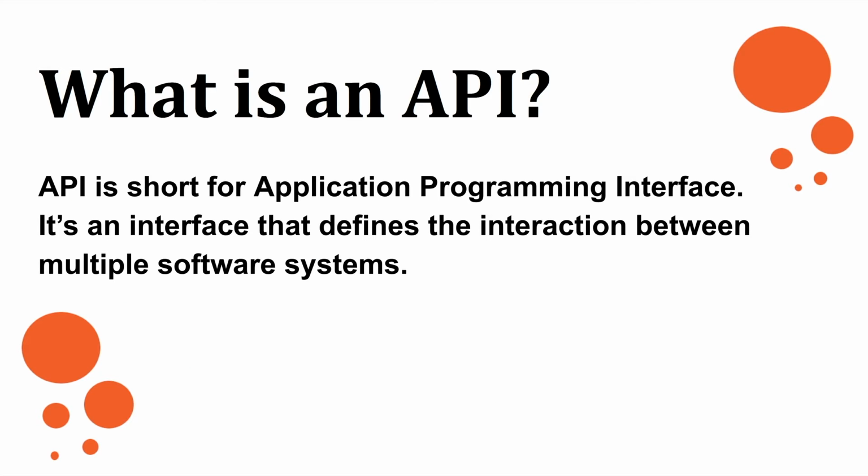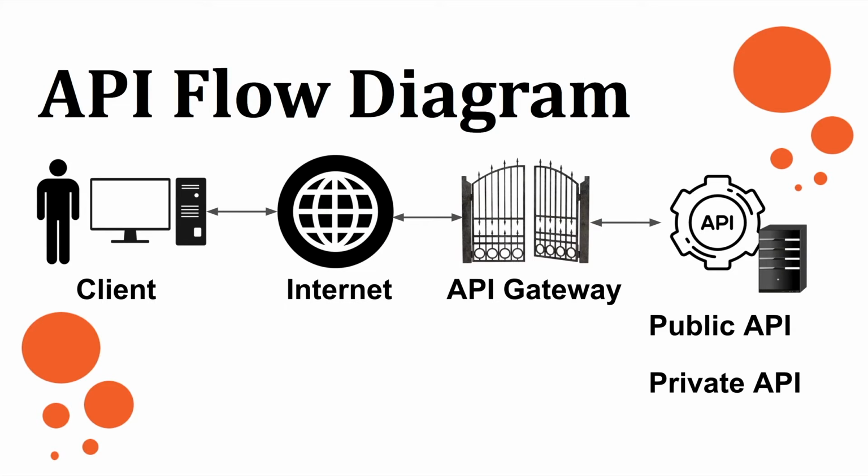So what is an API? It is short for application programming interface, but in reality you could define it as the interaction between multiple software systems. It's almost like a rule between the client and the server itself, which holds the information or the certain functionalities that you want to get responses from.